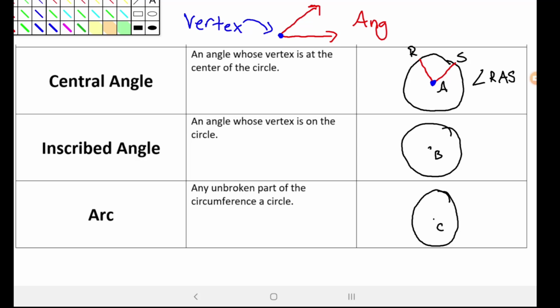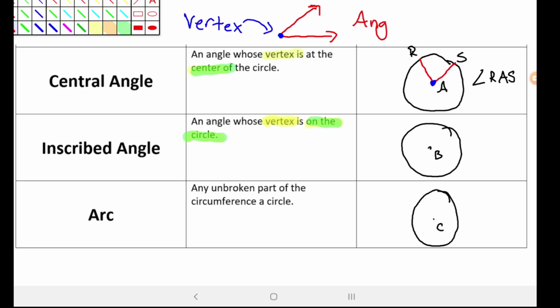Where's the vertex? At the center. What about the next one? And the key right here was the vertex is at the center. That's the key. All right, what about the inscribed angle? This time it's an angle whose vertex is where? It can't be at the center. We already have one of those. It's on the circle. So the key difference here is going to be this part: on the circle and at the center. Okay, so that's the difference.